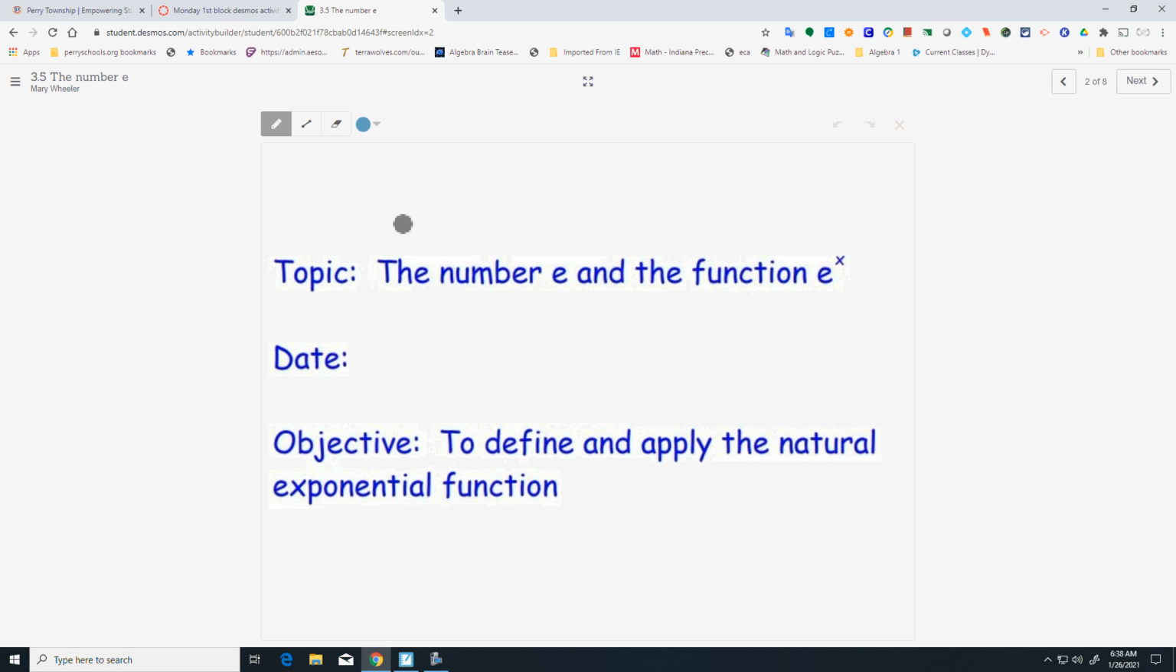Up here it says 3-5. That's a mistake. That should have said 3-4. Today's date is today.